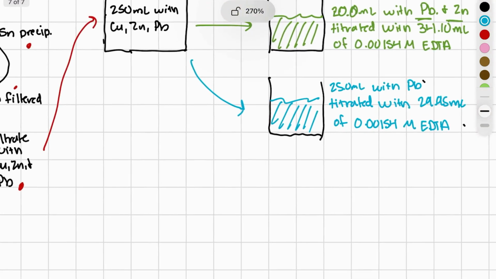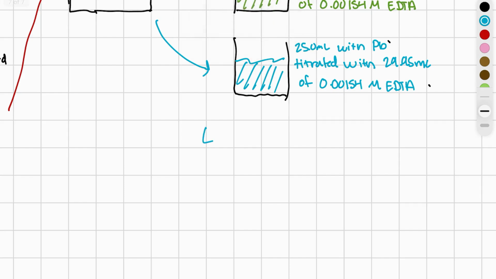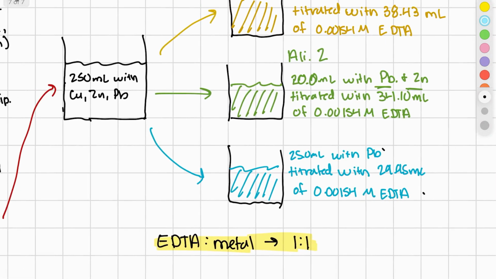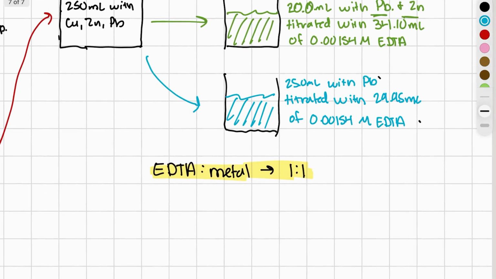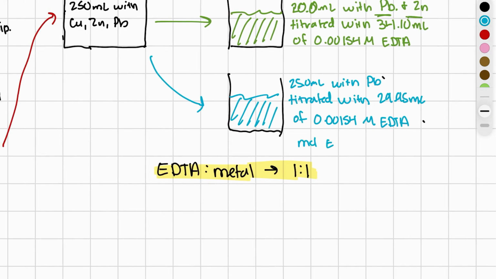Now, one thing that's going to be really important to note that will help us with solving this is that EDTA to metal is always a one-to-one complex, right? And so with this in mind, we can say that the moles of EDTA in each of these samples equals the moles of the metal. So for example, for aliquot 3, our moles of EDTA equal moles of lead. So that's an easy place to start.